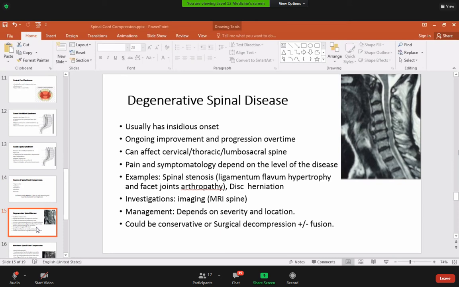But in some cases where there are severe symptoms, severe pain and numbness of the affected limb, then we have to go for surgical decompression. We go for laminectomy or discectomy. We remove the lamina, or we remove part of the disc.